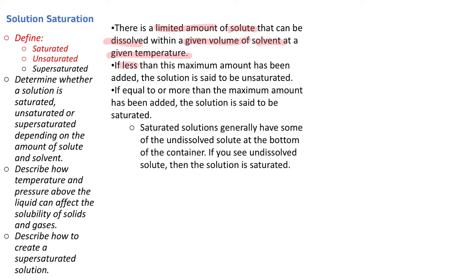If less than the maximum amount has been added to this mixture, the solution is said to be unsaturated. So you put less than the maximum amount, it's unsaturated because unsaturated kind of means that you can fit more in, and that's why it's less than the maximum amount, because you can fit more in, right?